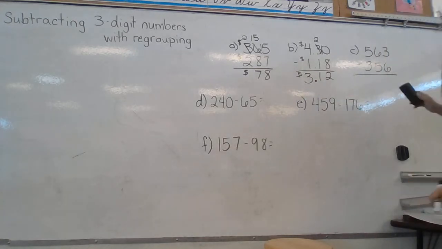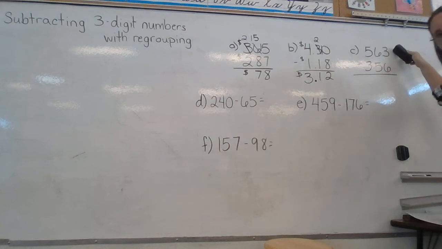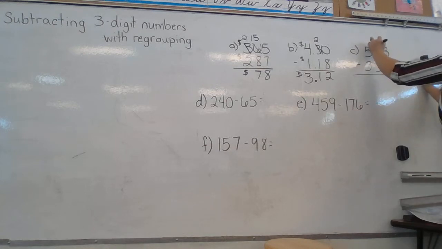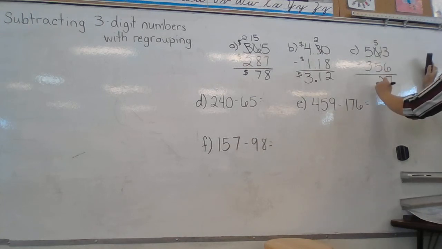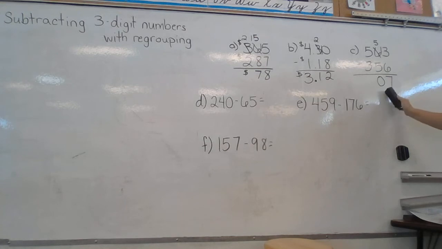All right, problem C. If I have 3 ones, can I take away 6? I cannot. We better borrow. Sneak your 10 in there. 13 ones minus 6 gives me 7. 5 minus 5 gives me 0. This one I have to write because I have another place value over here. And then 5 minus 3 gives me 2 for an answer of 207.